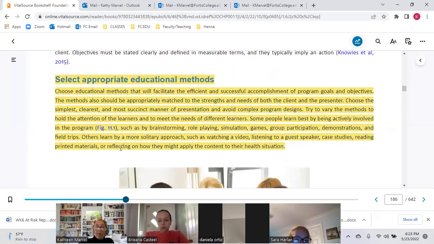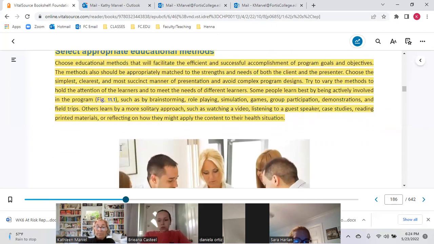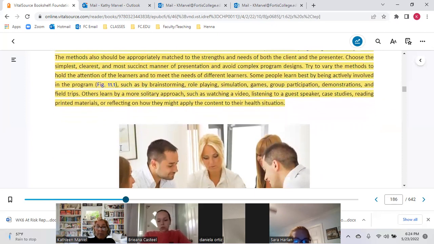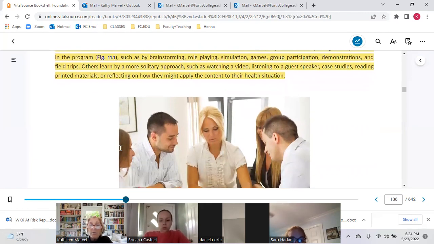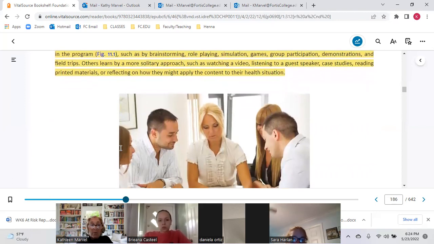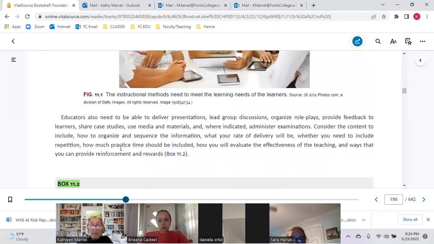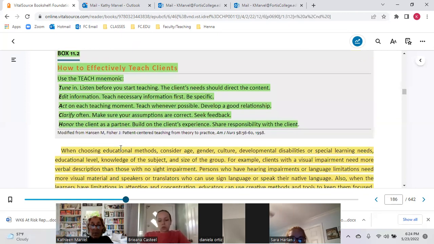Again, everybody learns differently. Some people learn by actively being involved. Maybe they like openly dialoguing during an education session. Some people like role playing, simulation, games, group participation, demonstrations. And then others just like to learn alone, watching a video, listening to a guest speaker, reading printed materials.